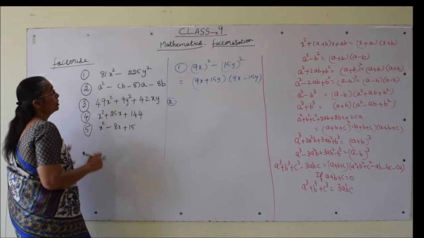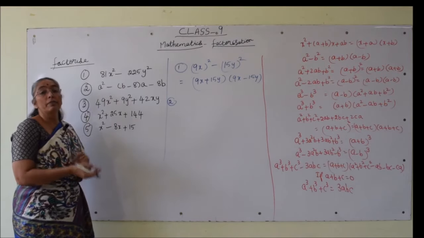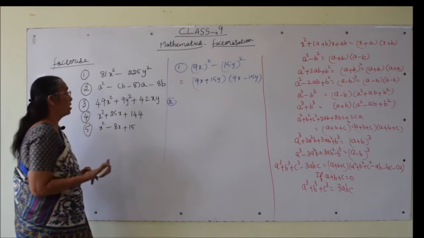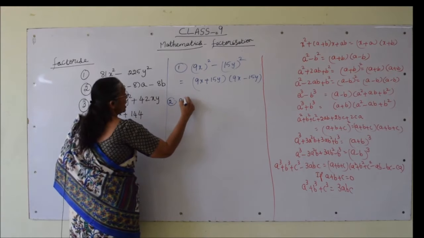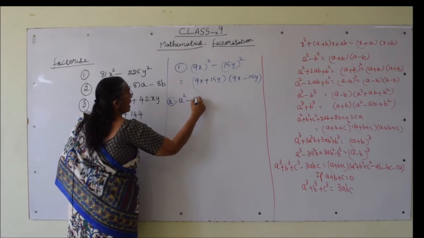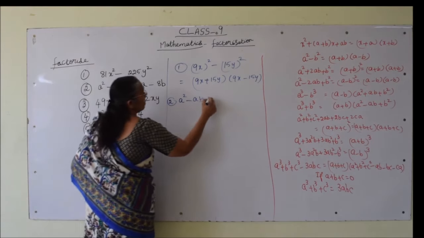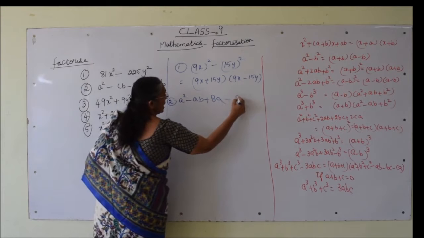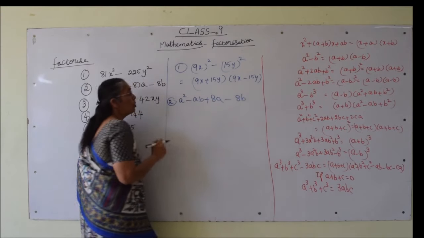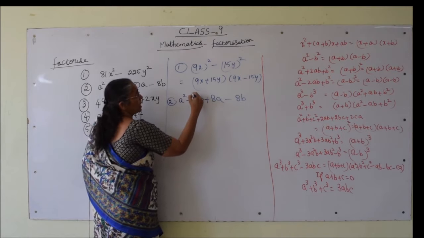Try to multiply it first and group the terms so that an HCF can be taken. If there is any HCF for the terms, we can take it common outside. A square minus AB, minus B into A is minus AB, and minus into minus gives plus 8A. The next and last term is minus 8B. Now I will try to group. No need of grouping also, I can take directly.